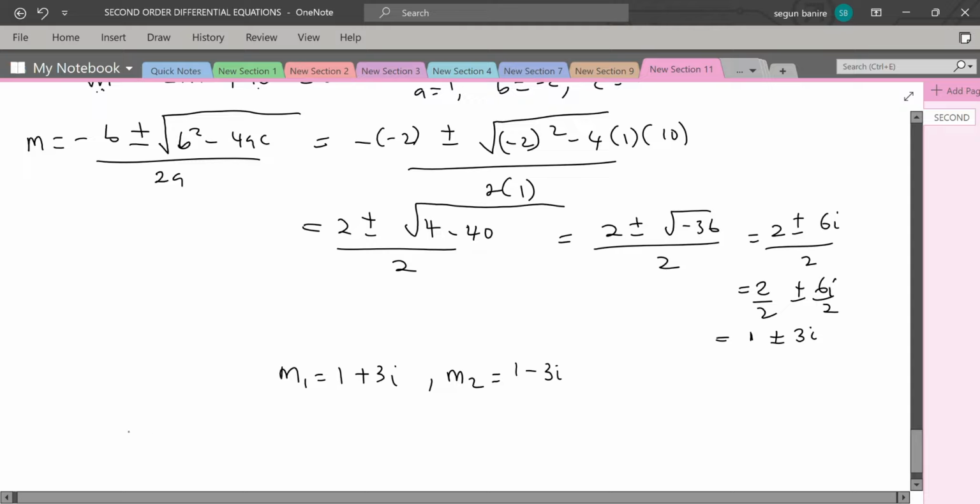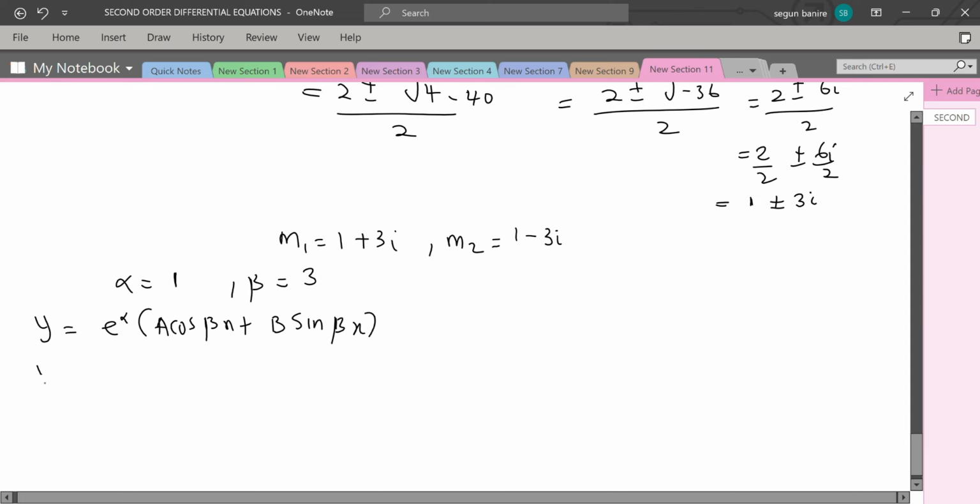So this is complex though, so what you need is your alpha and beta. I don't even need to write 1 and 2. So your alpha is 1, and your beta is 3, the coefficient of the complex number. So what is the general formula when you have a complex solution? This is it: e^(alpha x) times (a cos beta x plus b sin beta x). This is what you need to remind yourself. So with this, what will y be? You now have y equals e^x times (a cos 3x plus b sin 3x).